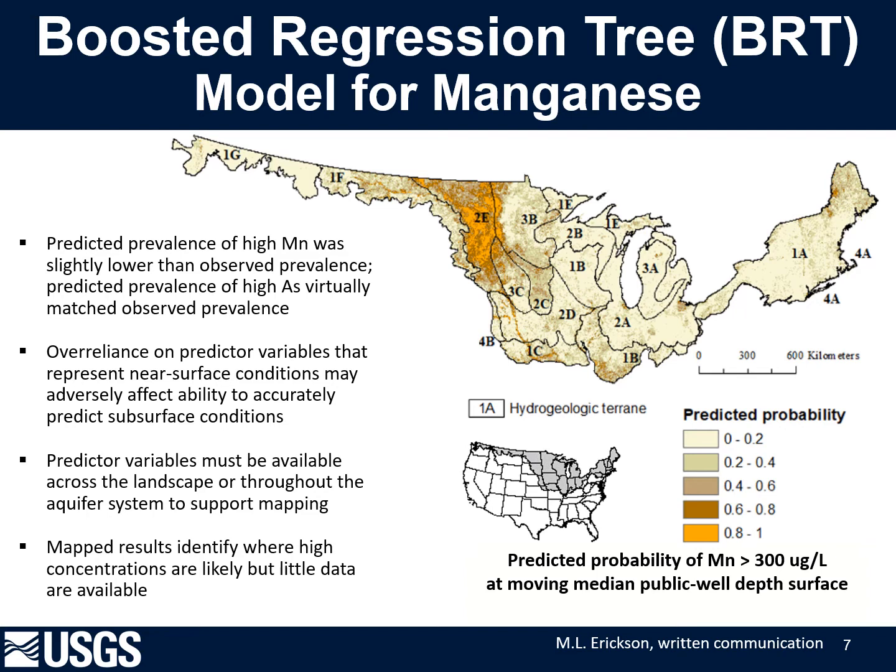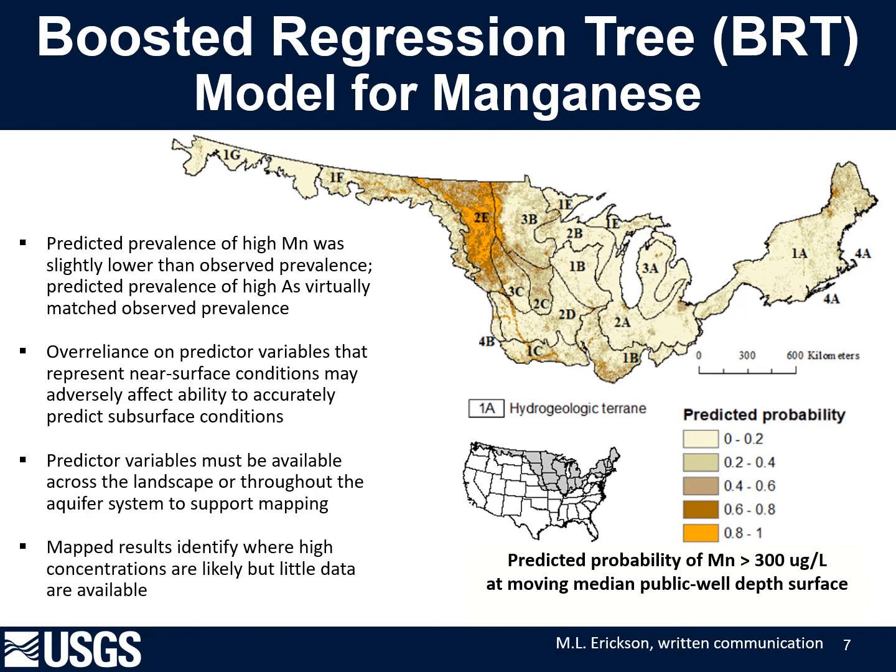I also want to point out that over-reliance on predictor variables that represent near-surface conditions can adversely affect the ability to accurately predict subsurface conditions. So historically, it was common to use lots of soils data to serve as proxies for redox and some of the other information that would explain water quality. But if you have three-dimensional information, your model will be much improved.